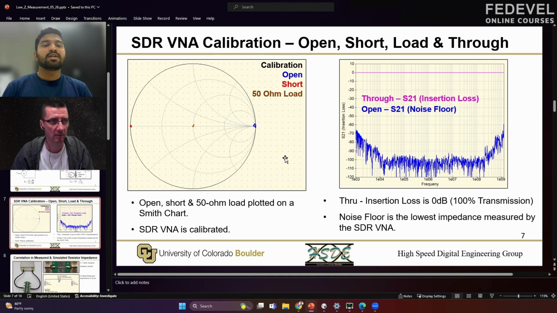And just as another consistency check, I've also plotted the through insertion loss. So when we have a through, we expect 100% transmission. So we want to see it as 0 dB here on the plot. And that is exactly what we see.